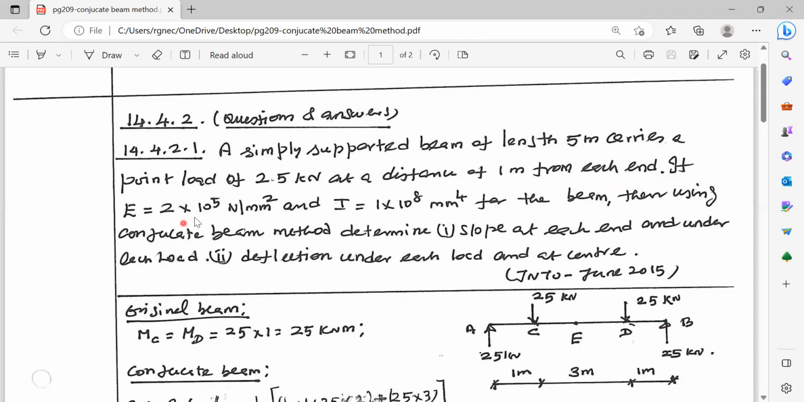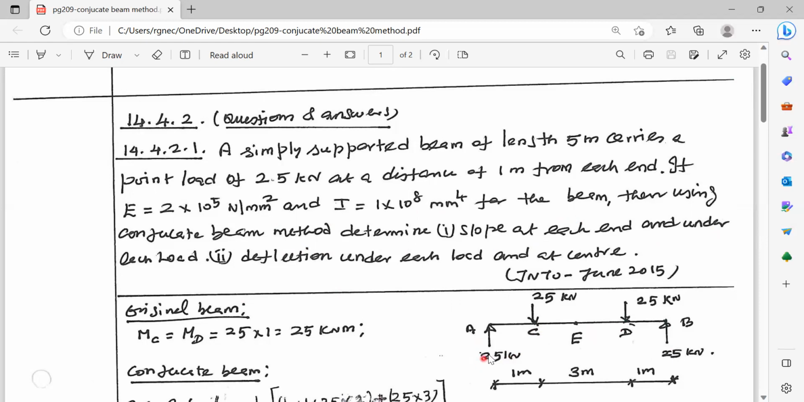If E is equal to 2 into 10 power 5 Newton per millimeter square and I is equal to 1 into 10 power 8 millimeter power 4 for the beam, then using conjugate beam method, determine: 1. the slope at each end A and B and under each load, that is point C and D. 2. Deflection under each load and also at center.